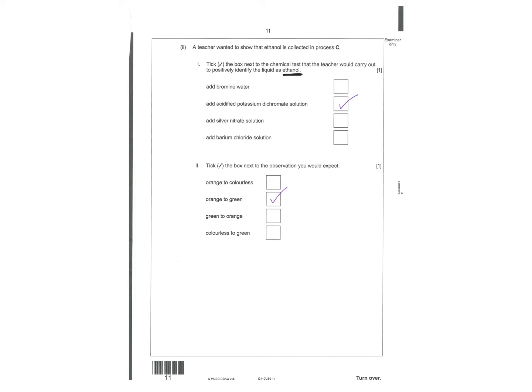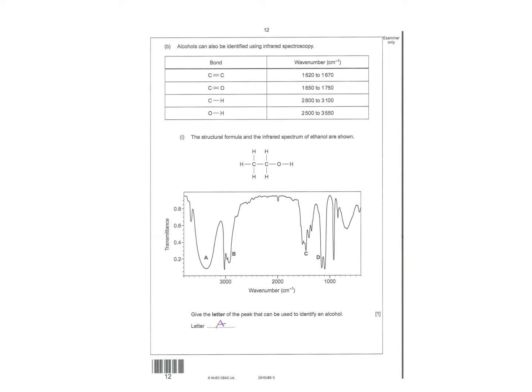Recognise ethanol, it's that one. Okay, that's the test for ethanol, and the colour changes there. That's nice, 2 marks there. Then it says the peak that would represent alcohol, that's the OH bond. What letter is the OH bond? 2,500 to 3,500. So we're looking at that one there, so A.